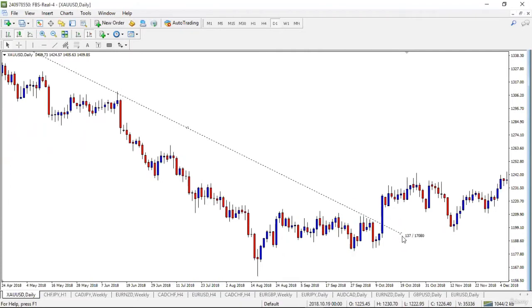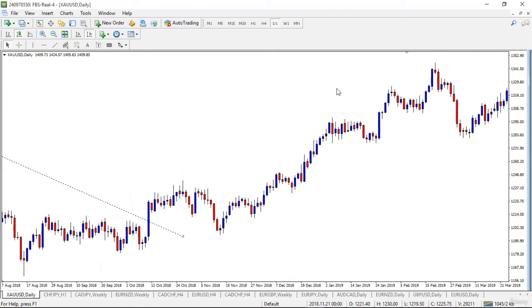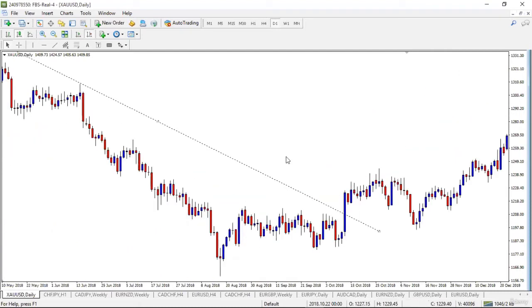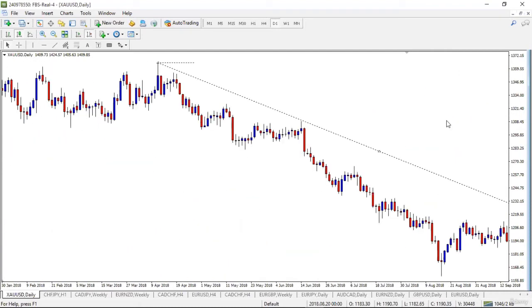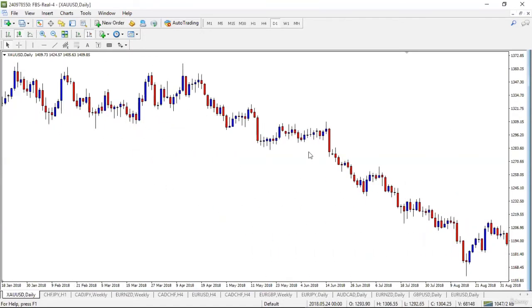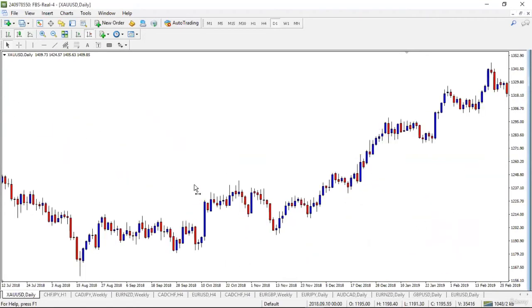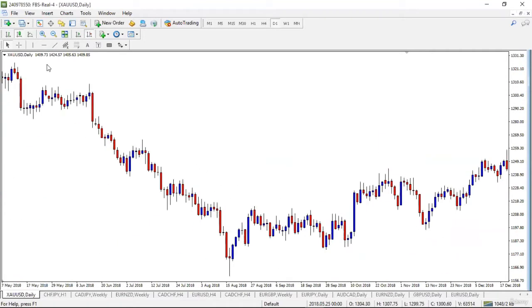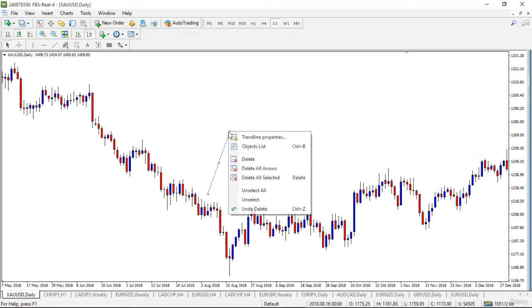And then it's broken with the candle here. Then it started going up. So that would be a downtrend. Then you get an uptrend, which is obviously the opposite. This is an impulse move going up.